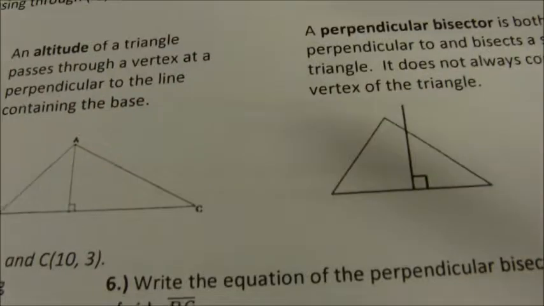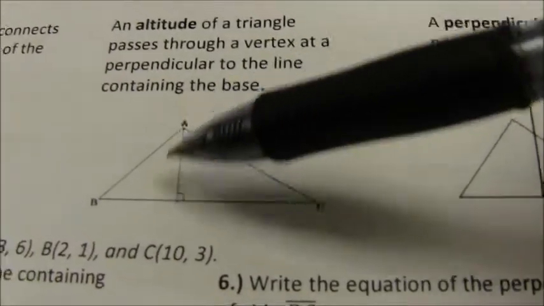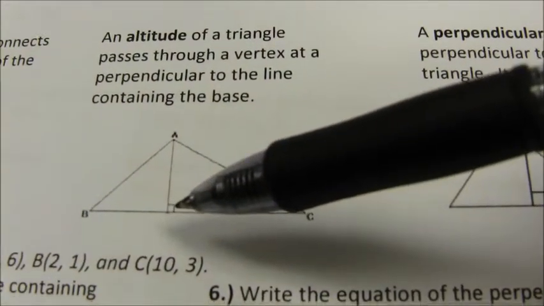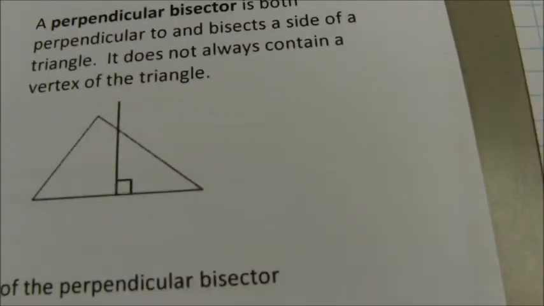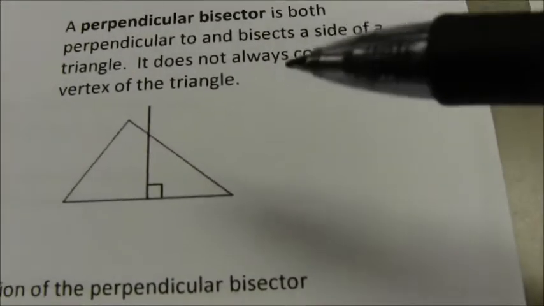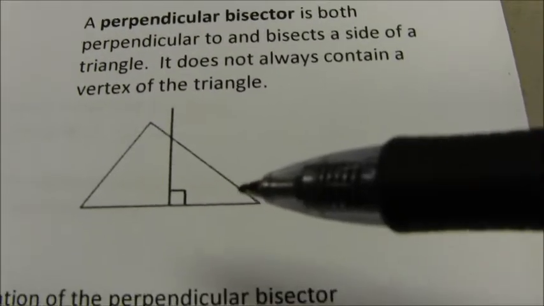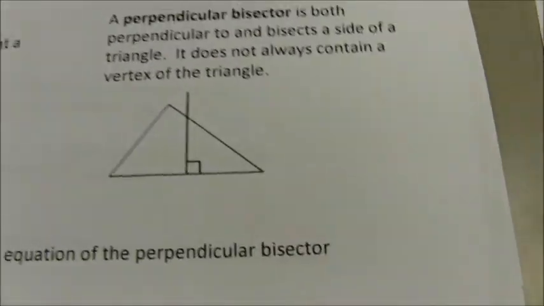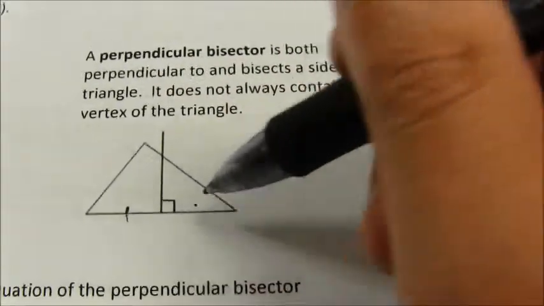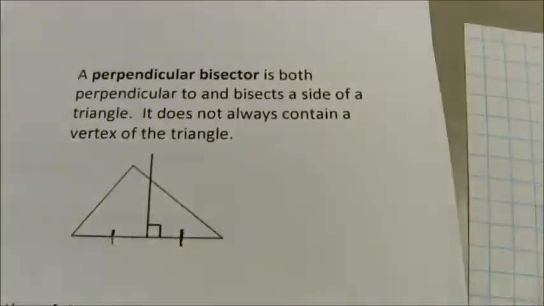The altitude of a triangle connects the vertex to the line containing the base at a perpendicular. And the perpendicular bisector of a side of a triangle does not necessarily contain the vertex. It can in some cases, but specifically it contains the midpoint of the base, and it hits the base at a perpendicular.